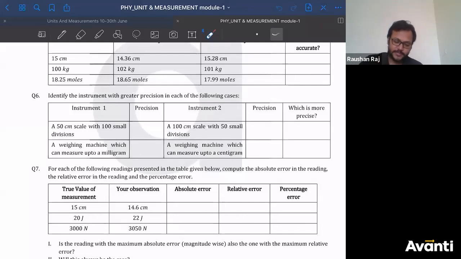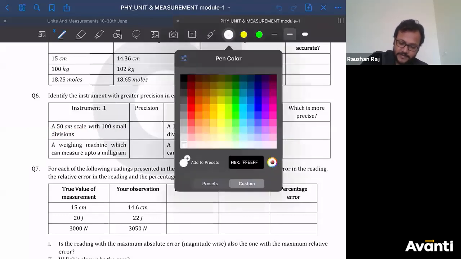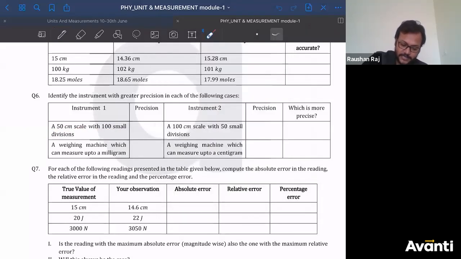Let's find out. What will be the precision? What will be the least count here, guys? Tell me. So 50 centimeter scale with 100 small divisions. What is the length of that particular scale? 50 centimeter. How many divisions are there? 100. So 50 divided by 100, that means 0.5, correct? 0.5 centimeter is the least count of this.